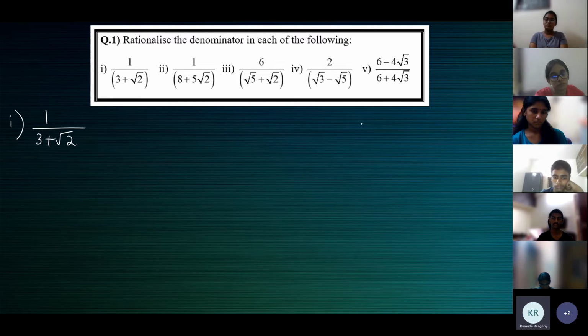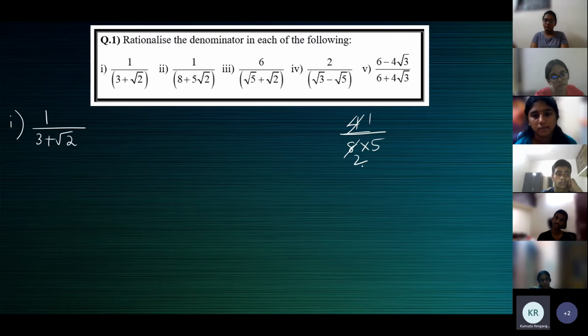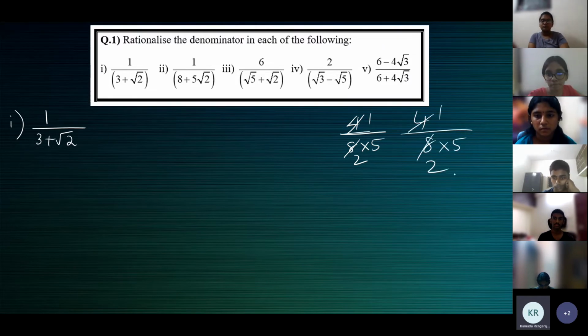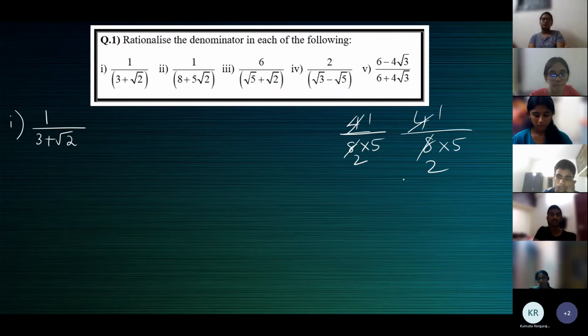What do I mean by that? Let me tell you. Supposing we have 4 by 8 into 5, children. Can't we cancel 4 ones are 4, 4 twos are 8? Yes or no? Yes, ma'am. Why? Because 8 and 5 are separable in 8 into 5.